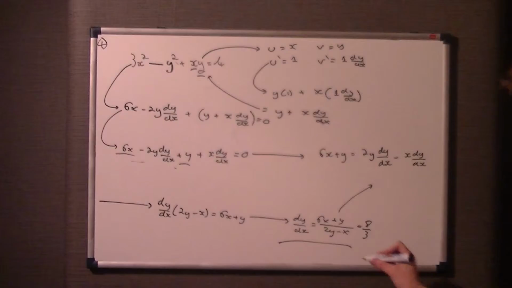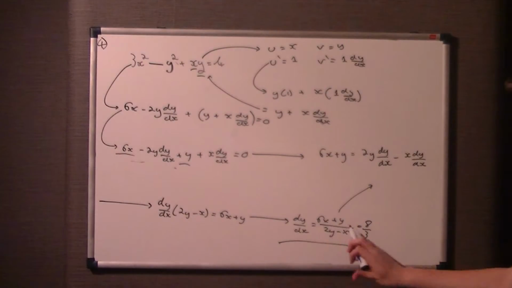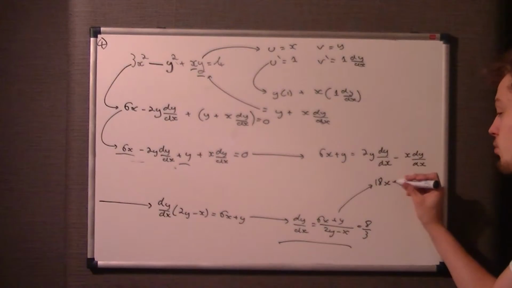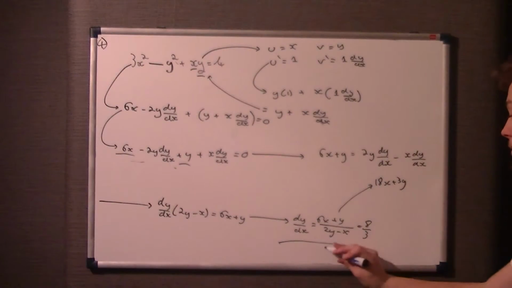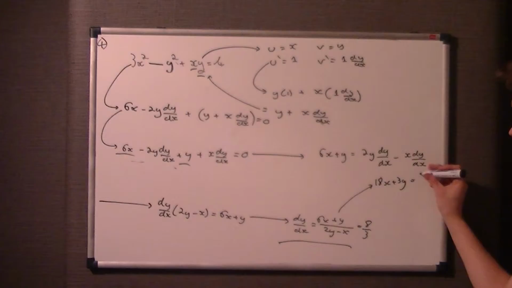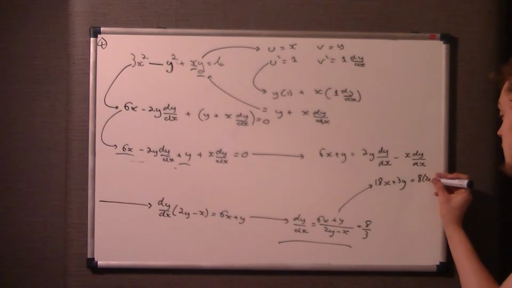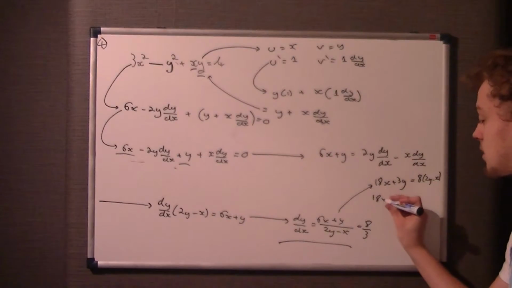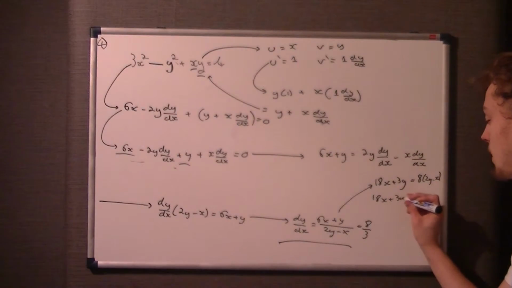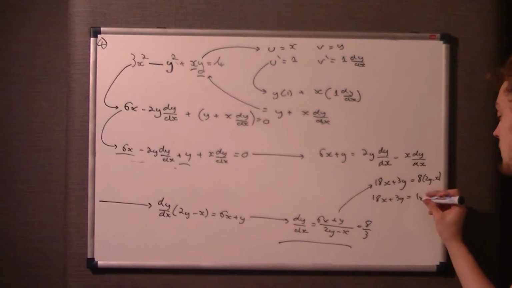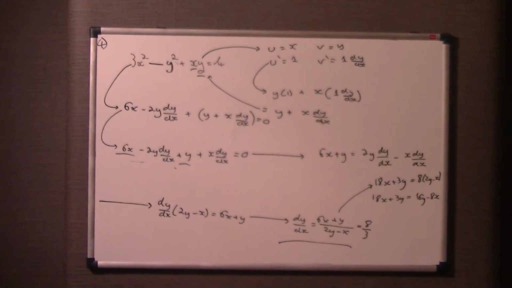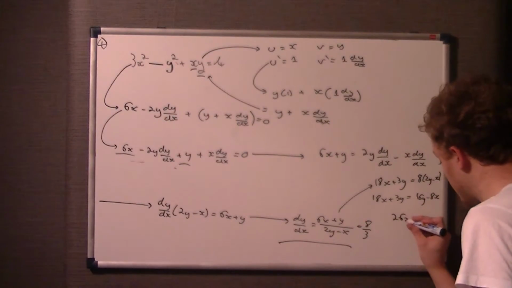So if you multiply both sides by 3, you'd be multiplying the 6x plus y by 3, okay? So you get obviously 18x plus 3y. Multiply both sides by 2y minus x, okay? So it'd be 8 brackets 2y minus x. Okay, expand this out, so you get 18x plus 3y is equal to, well, that's 16y minus 8x. And if you simplify that down, you should get 26x equals 13y.